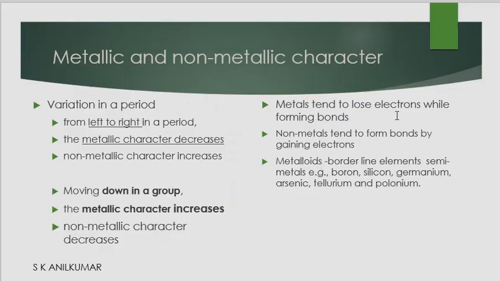Metals tend to lose electrons, which we have already seen. Metals tend to lose electrons while forming bonds, and non-metals tend to gain electrons and form the bond. Metalloids have common characteristics.